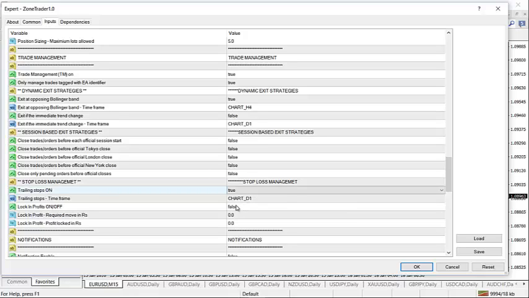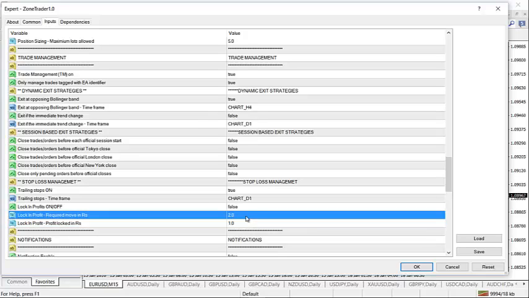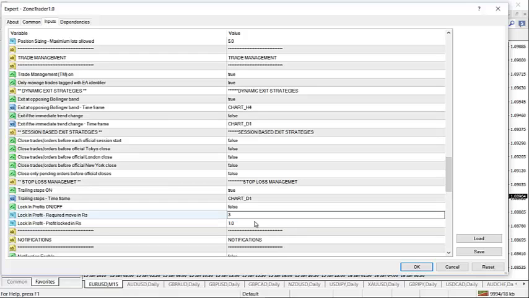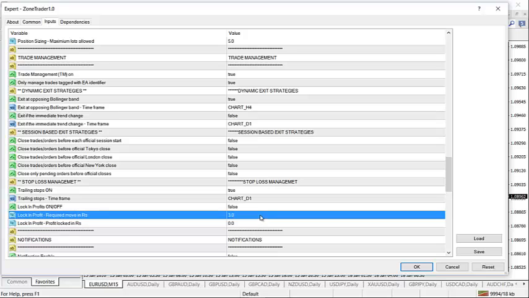Locking in profits is a very similar idea. However, in this case, it's not actually trailing using a trading stop, it's just a one-off move. So, for example, once price has moved 2 R's, you may want to lock in 1 R of profit. Similarly, if it's moved 3 R's, you may want to move your stop to break even by setting that to 0. So it's pretty straightforward, and that's really how that works.